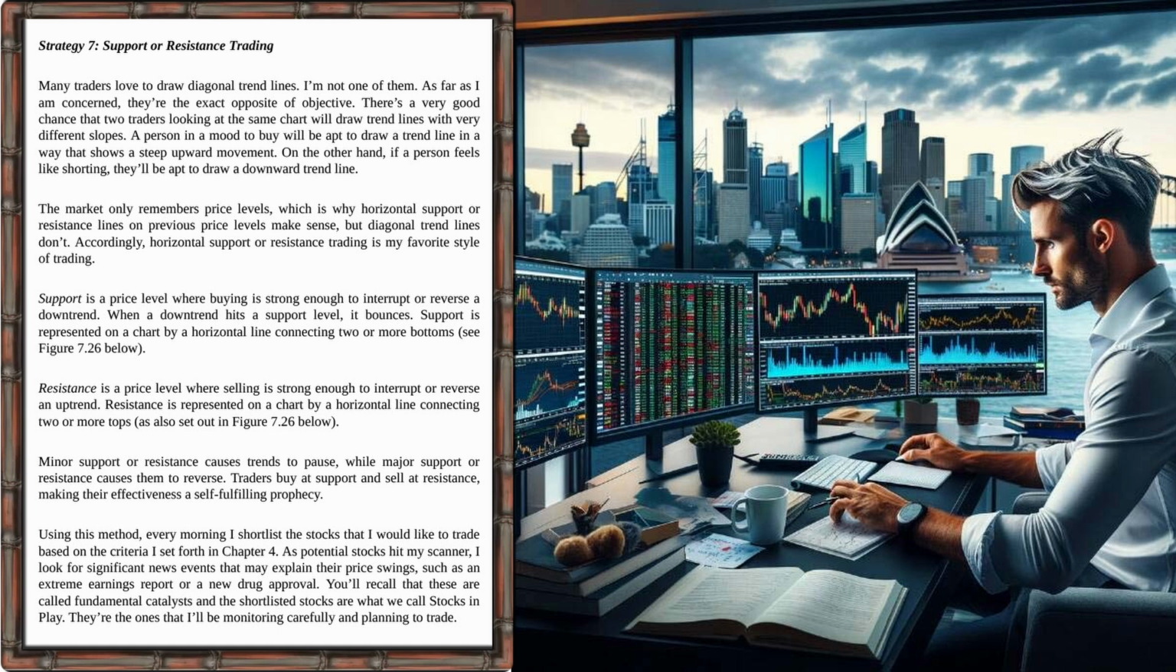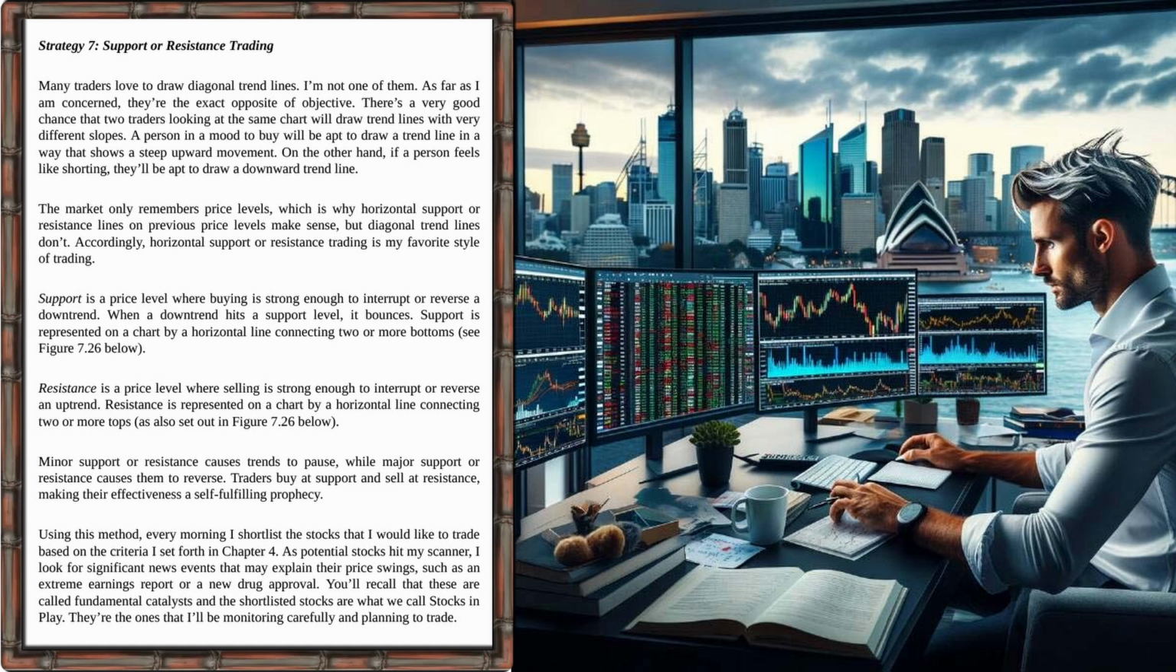A person in a mood to buy will be apt to draw a trend line in a way that shows a steep upward movement. On the other hand, if a person feels like shorting, they'll be apt to draw a downward trend line. The market only remembers price levels, which is why horizontal support or resistance lines on previous price levels make sense, but diagonal trend lines don't. Accordingly, horizontal support or resistance trading is my favorite style of trading.